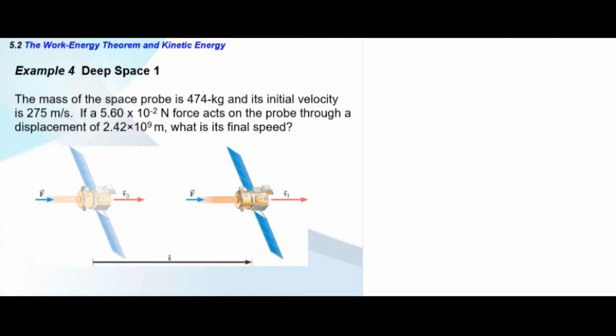Now, let us have this example problem for the work energy theorem. The mass of the space probe is 474 kilograms and its initial velocity is 275 meters per second. If a 5.60 times 10 raised to negative 2 Newton force acts on the probe through a displacement of 2.42 times 10 raised to 9 meters, what is its final speed?